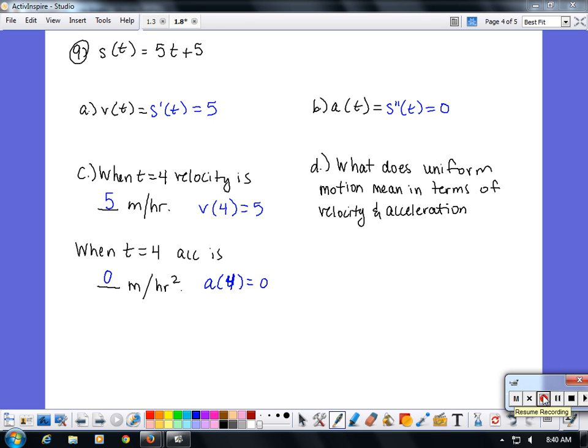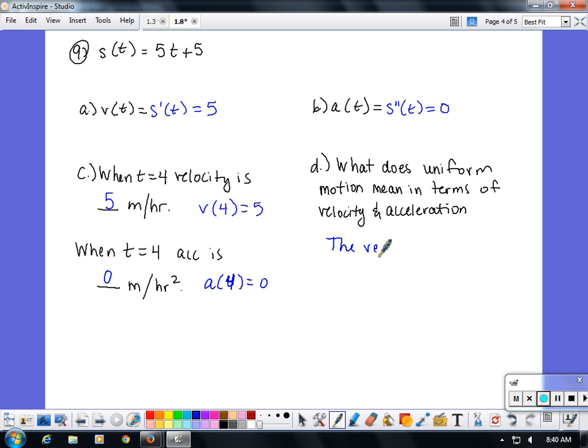And then last, what does uniform motion mean in terms of velocity and acceleration? Choose the correct answer. So part A says the velocity and acceleration increase as the function increases. That's not true. They're not increasing. The velocity and acceleration decrease. That's not true. We don't have any negatives. The acceleration remains constant and there is no velocity. That's backwards because our zero is with acceleration. The last one's your only option.